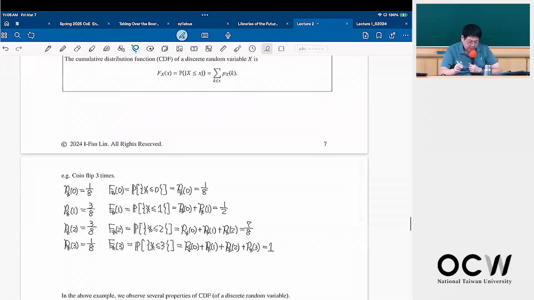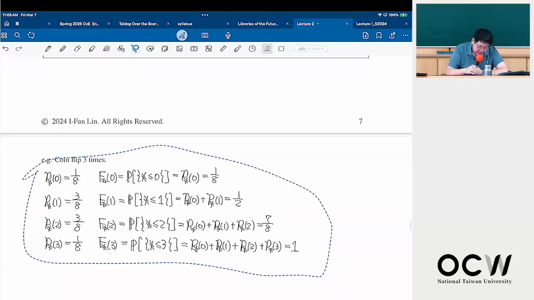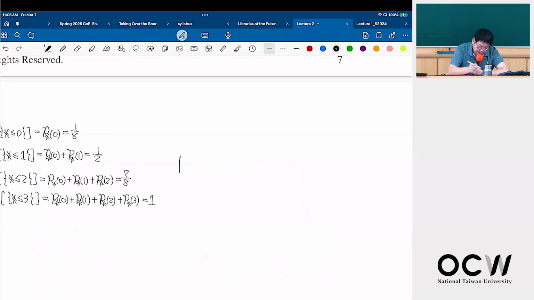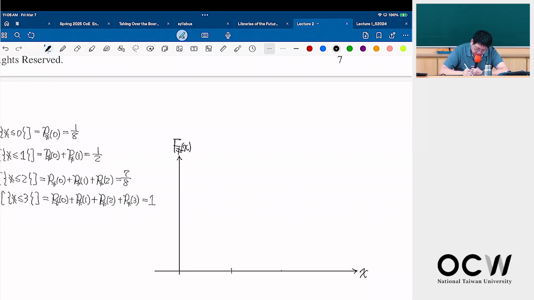So if you plot this CDF, I have 1, 2, 3 on the x-axis, and 1/8, 1/2, 7/8, and 1 on the y-axis.